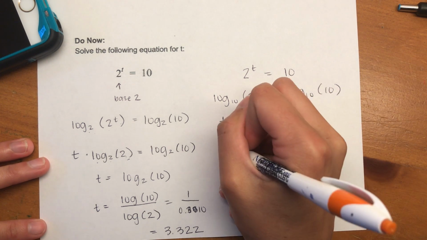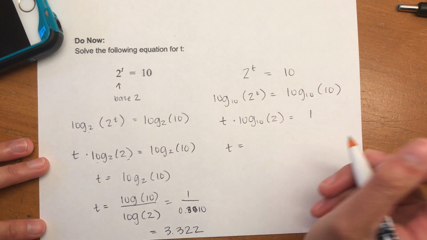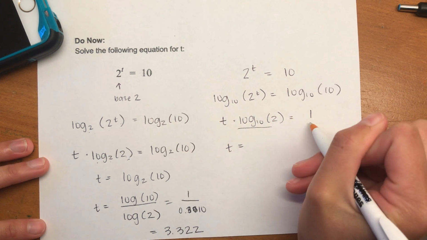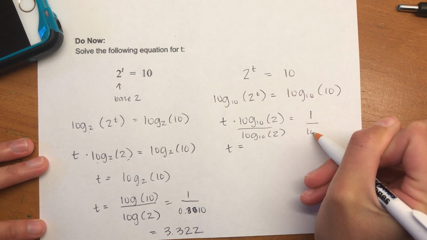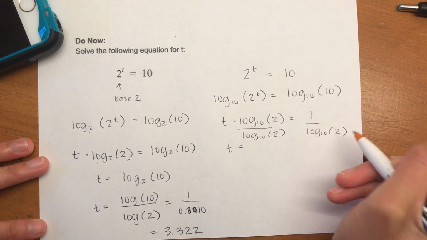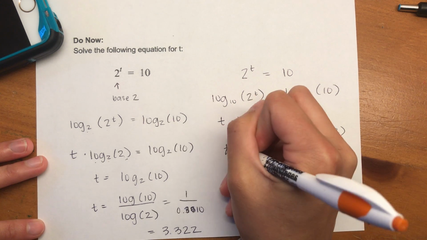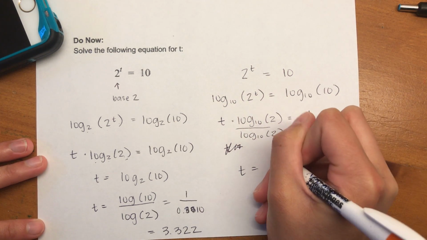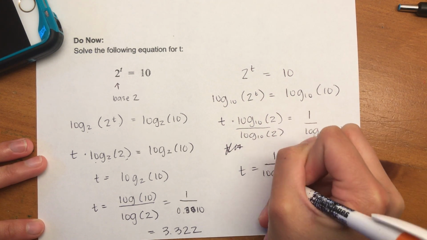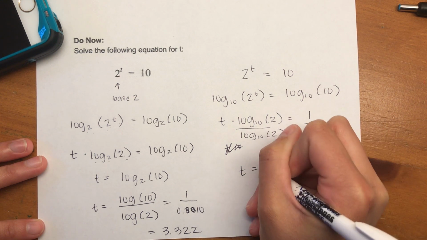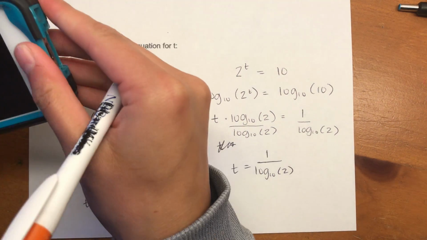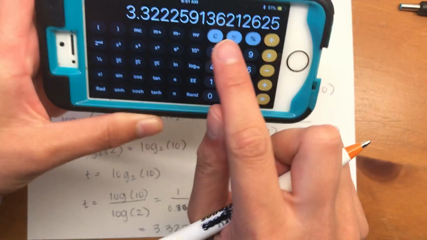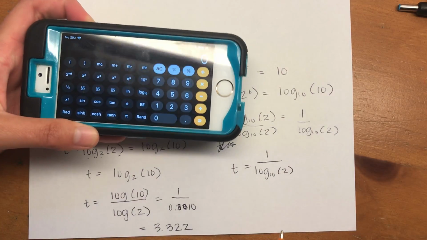Okay, so then I can do t equals, to get t by itself, I'm going to divide both sides by log base 10 of 2. So then I'm going to move this down. T equals 1 over the log base 10 of 2. Okay, so that answer is also correct, but I know I can put that in my calculator to get a decimal answer.